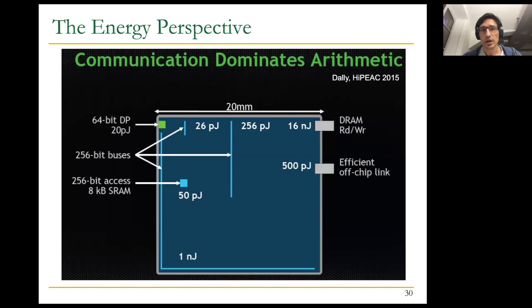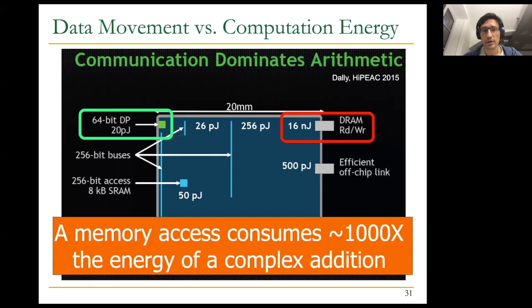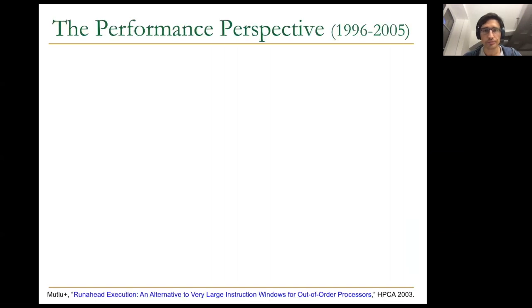In terms of energy, you already know this slide. The main outcome of the slide is that accessing data is much more expensive in terms of energy than using this data to perform computation.